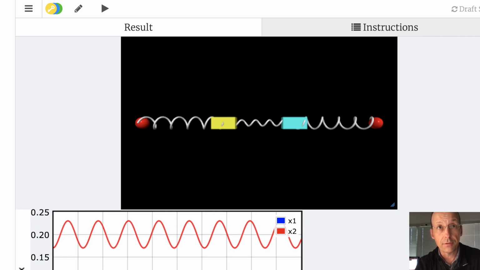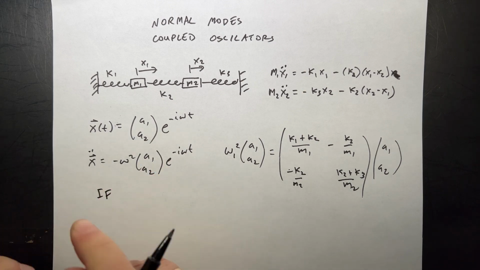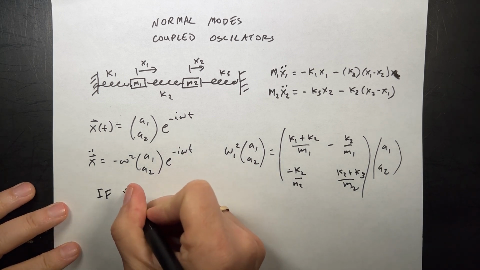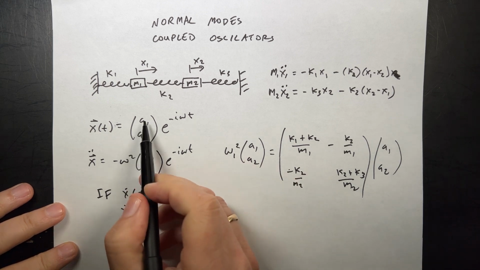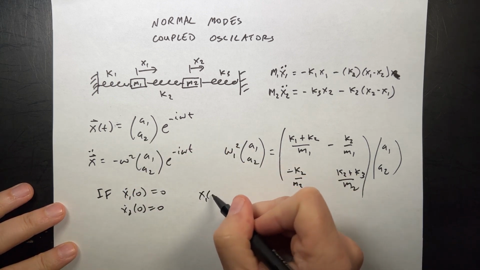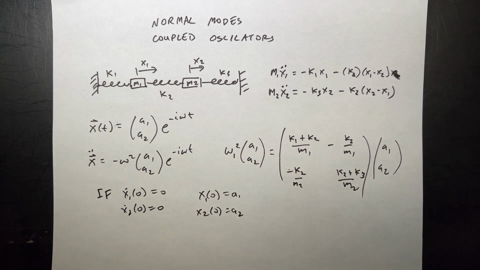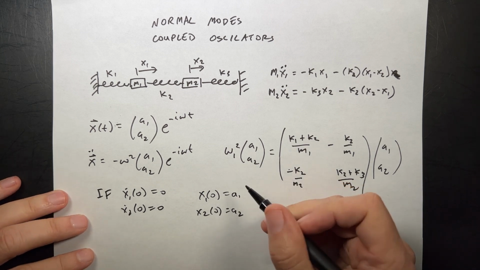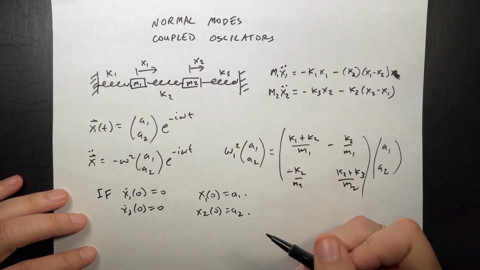Okay. So one of the important things is, let me go back to the paper so I can show this. These A1 and A2 are, if x1 dot of 0 is 0 and x2 dot of 0 is 0, then these coefficients are x1 of 0 is A1, x2 of 0 is A2. So those coefficients are the initial positions, which is really nice. So now what I could do is just change these initial positions until I get a normal mode, and that's what I'm going to do.